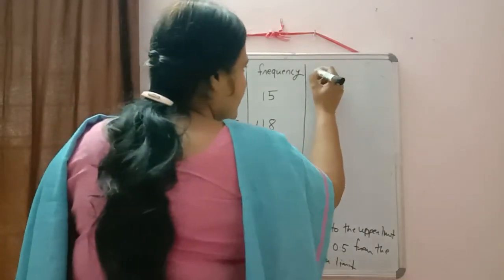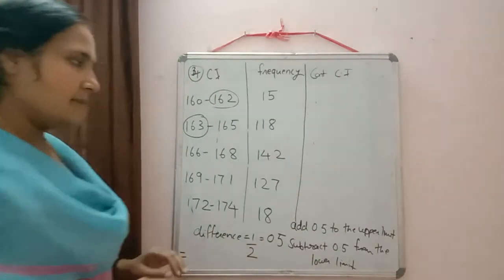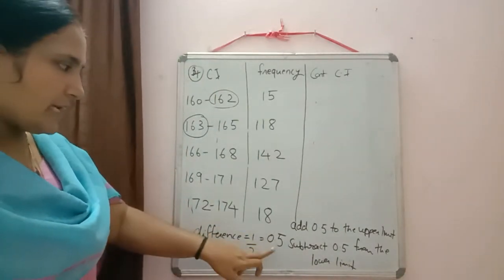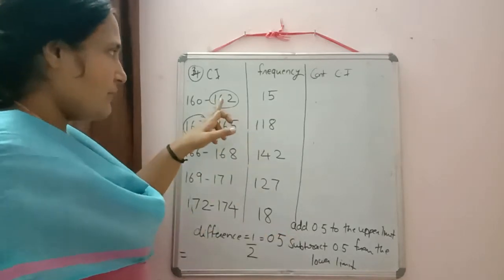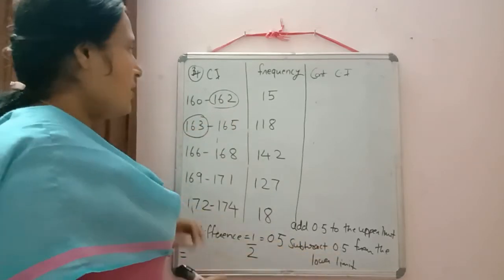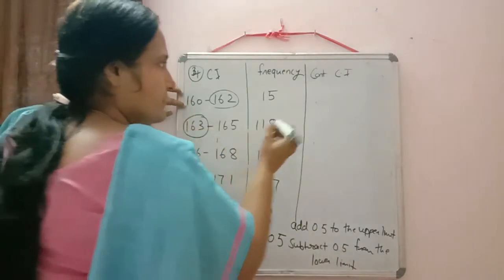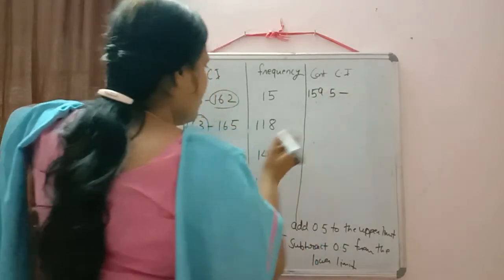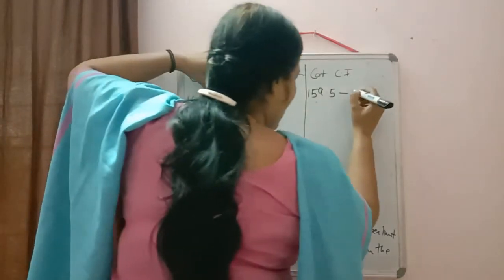The next is continuous class interval. We got the difference 1, then we divided 1 by 2, we are getting 0.5. So what you have to do? Add 0.5 to the upper limit and subtract 0.5 from the lower limit. So 160 minus 0.5 will be equal to 159.5. Add 0.5 to the upper limit, so 162.5.